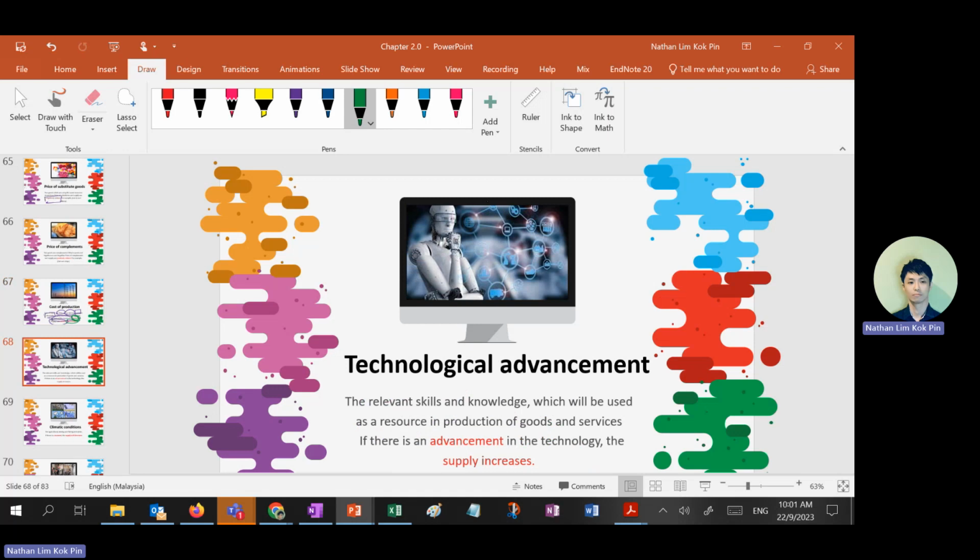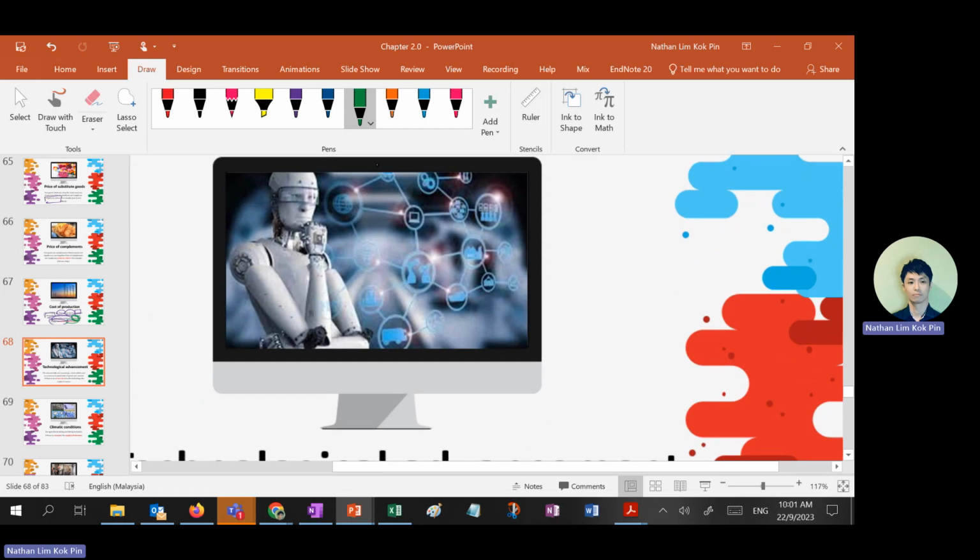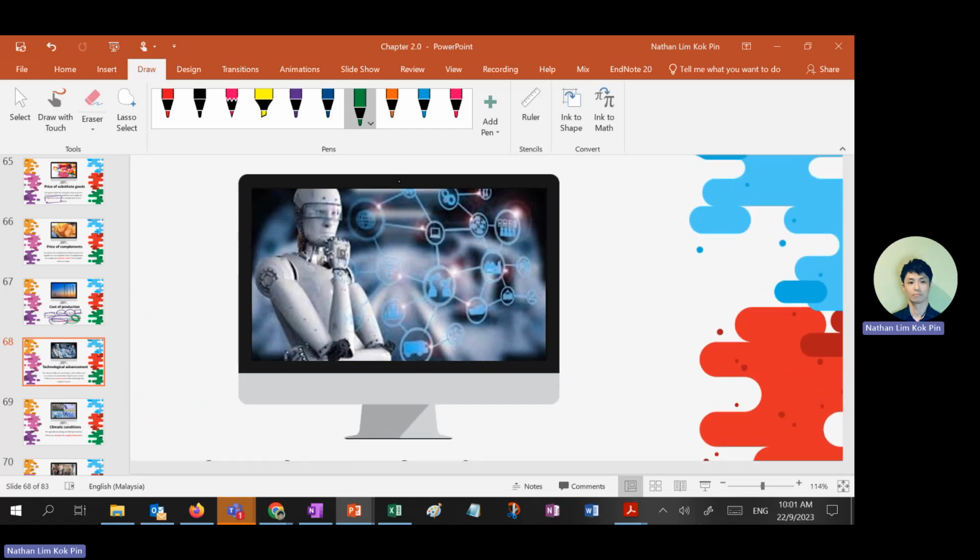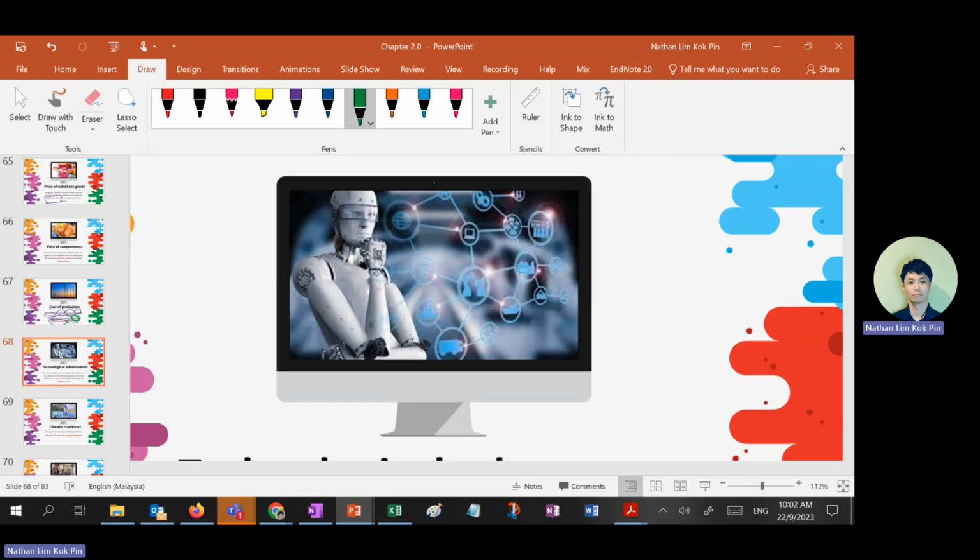Next one is technology. Technology, you can link it to a lot of stuff nowadays. You can link it to AI. AI normally will reduce the cost of production, so it will increase the supply. Technology will normally reduce the cost of production, so increase the supply. Make sense? Like now, how many of you use ChatGPT?